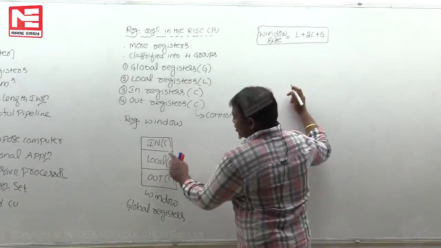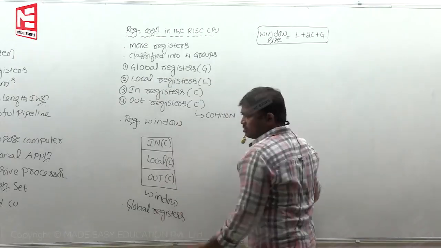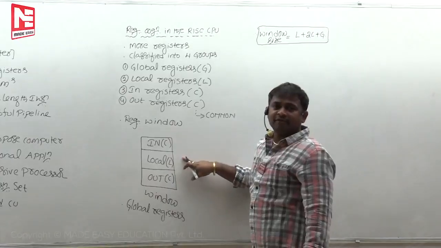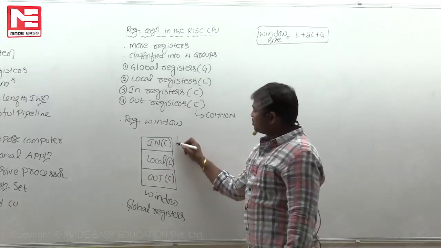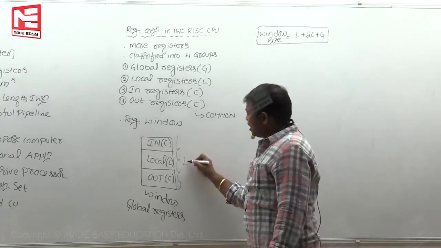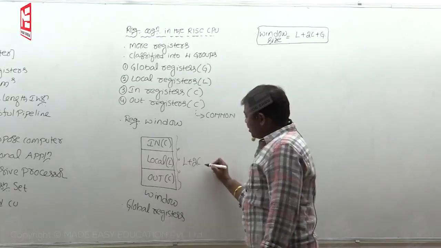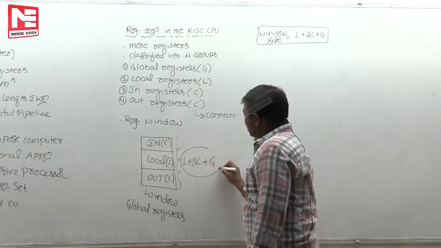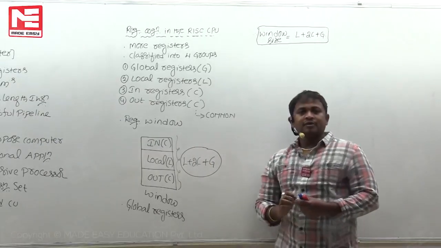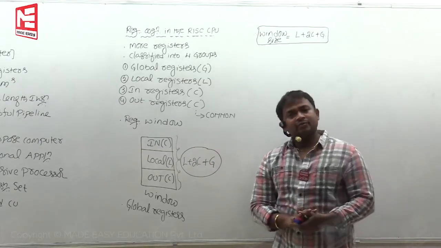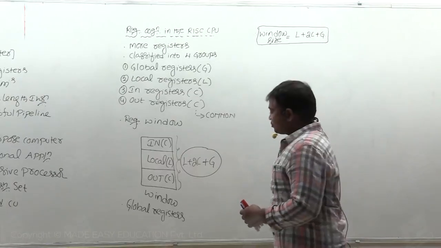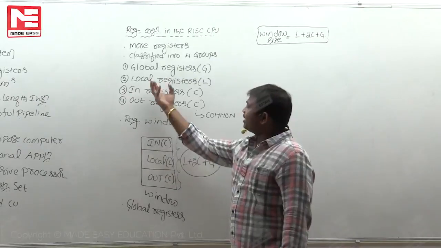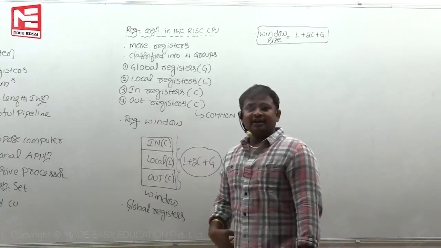2C means the common in and out registers, C plus C, which is 2C, and global registers are also shared by the register window. So the total number of registers present in the window equals L plus 2C, and global registers are also accessible here, so G. This is the formula used to calculate the window size. Clear?